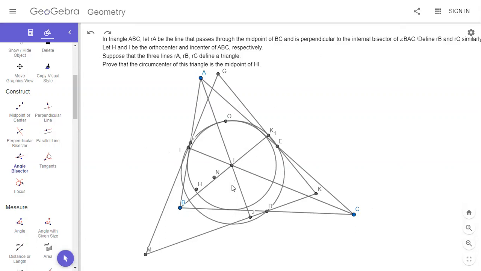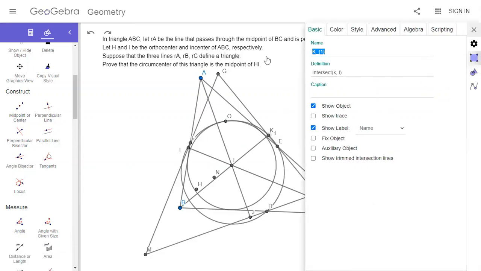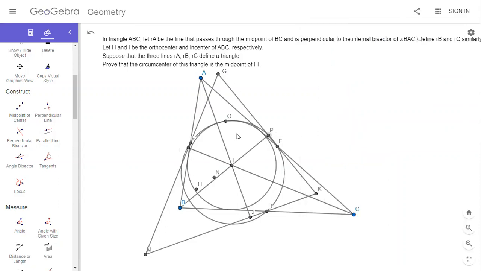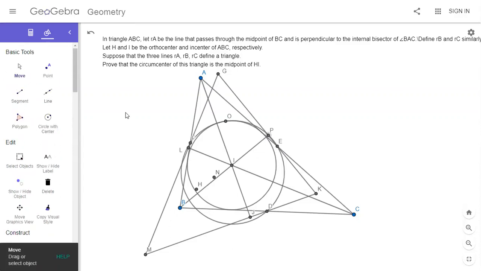Let's see. So basically J, like IJ is perpendicular to MK, and then let me call this P. IP is perpendicular. So if you look at the triangle GMK, P, J, and L are the 3 feet of the perpendiculars from I, right? Yep.